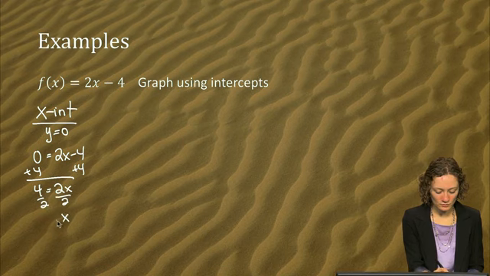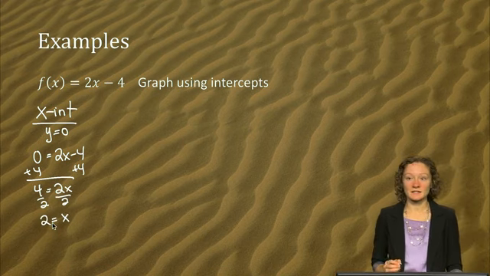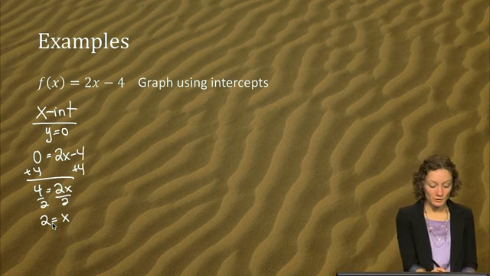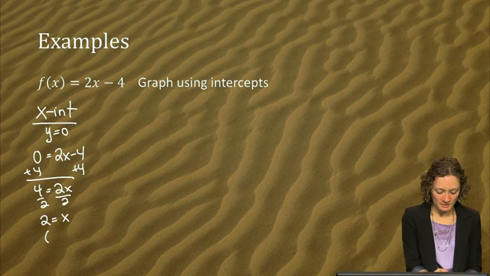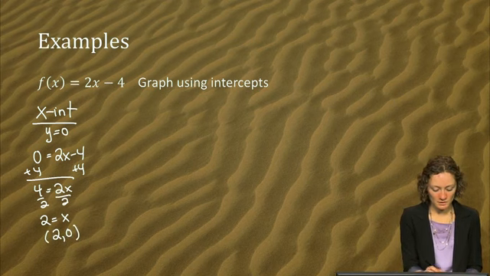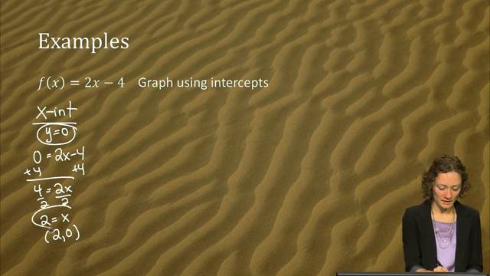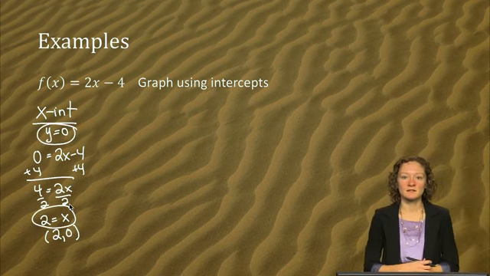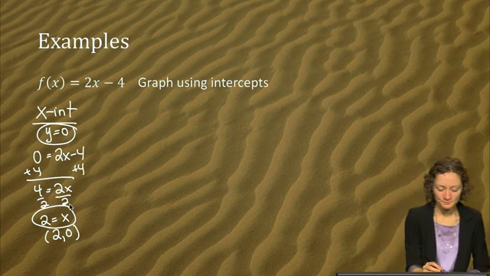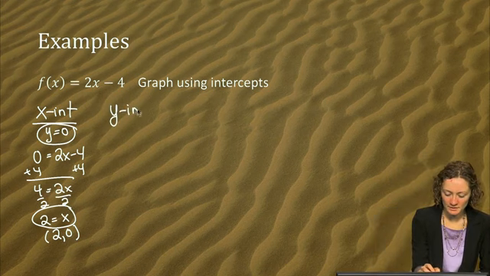Divide by 2. We get x equals 2. The ordered pair for this x-intercept is (2, 0), coming from plugging in 0 for y and solving for x. So there's one ordered pair, one intercept.